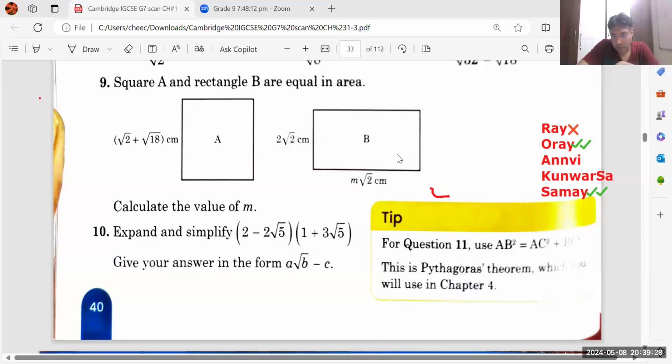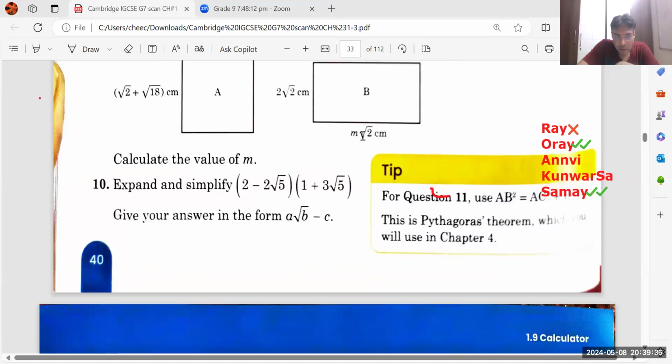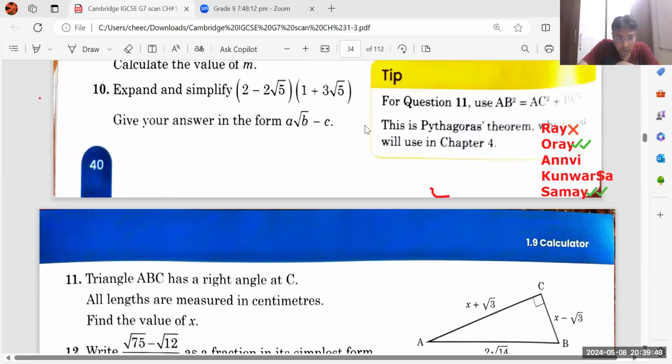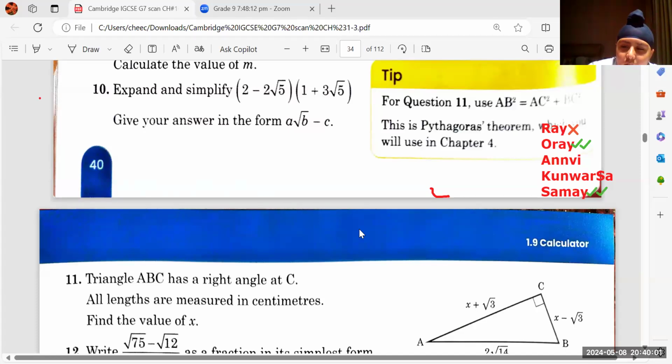Okay, fine. So ninth question, what's my answer? Ray is correct, Anvi correct. Kuvarsa, you have to do the ninth question. Have you done it, Kuvar? Yes, sir. So those who have done can do the 10th and 11th one. So the answer is A. Correct. Do the 10th and 11th.